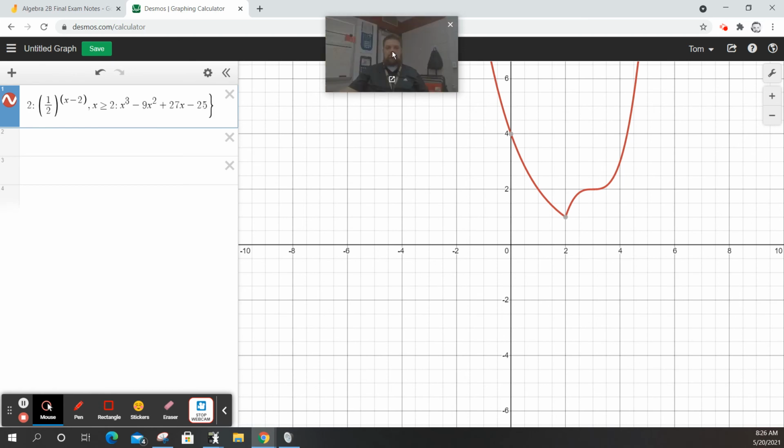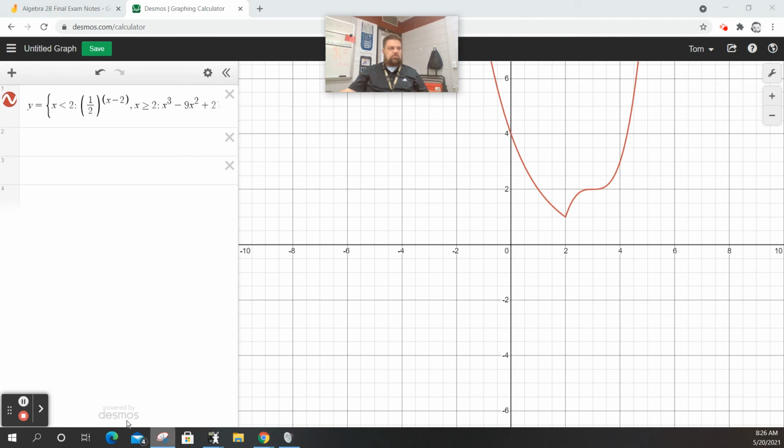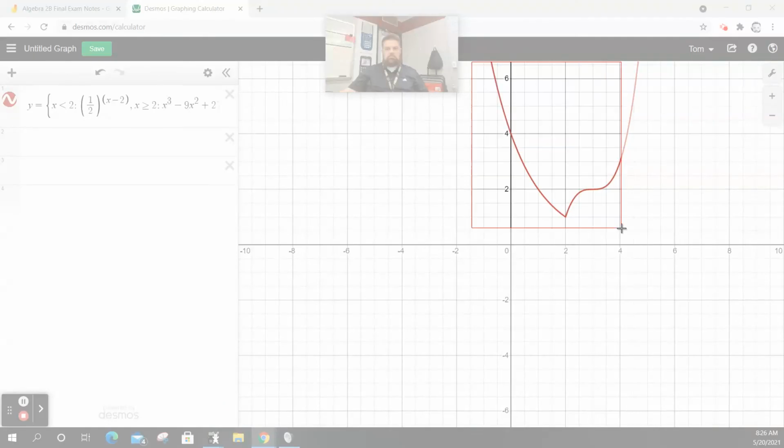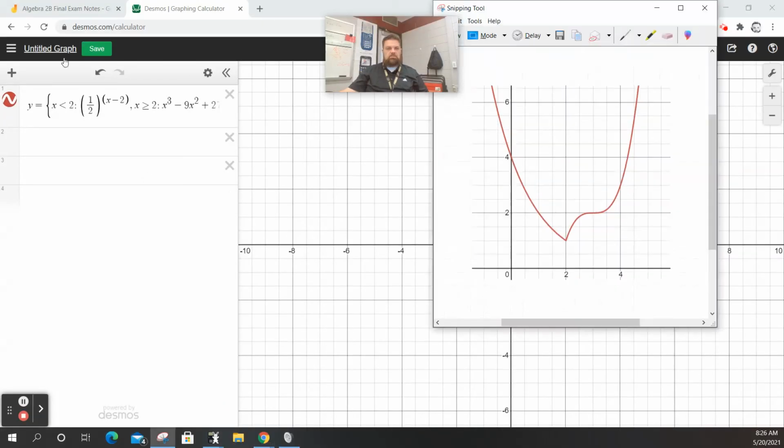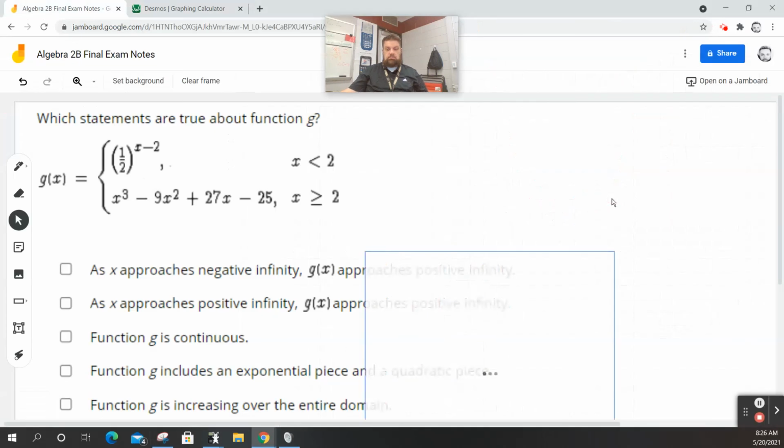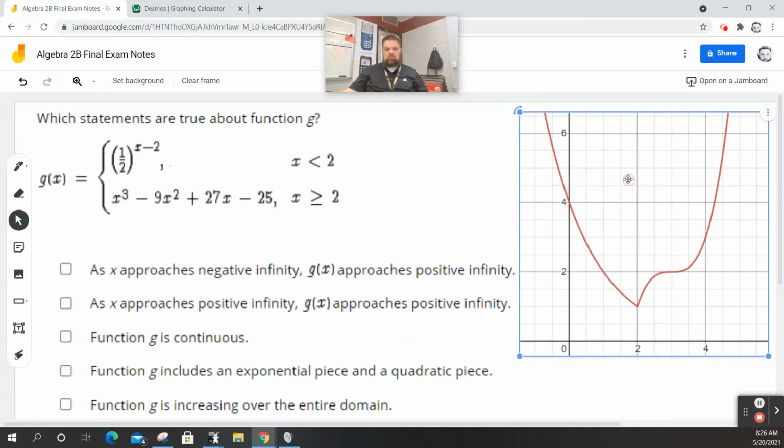So this is our graph. Let me take a little screenshot of that. That's a little wonky. There it is. Now let's go through and just check things off the list that apply to it.